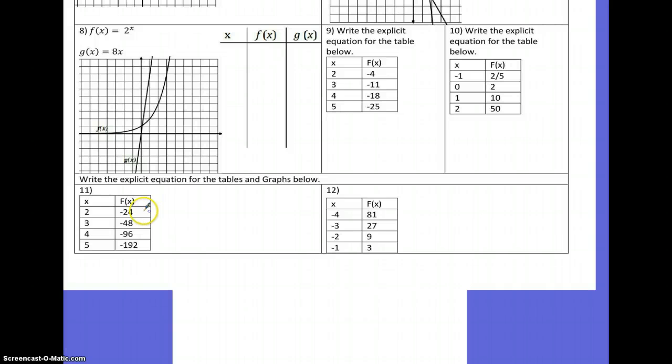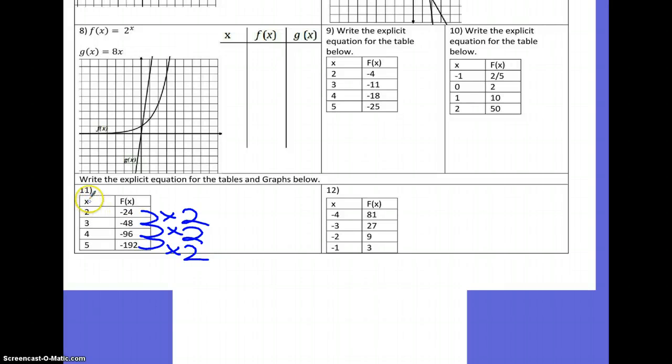11. So here the pattern is multiplying by 2 every time. And if you're not sure, you could try subtracting them and see how much that is. And if that works, good, and if it doesn't, then try dividing.